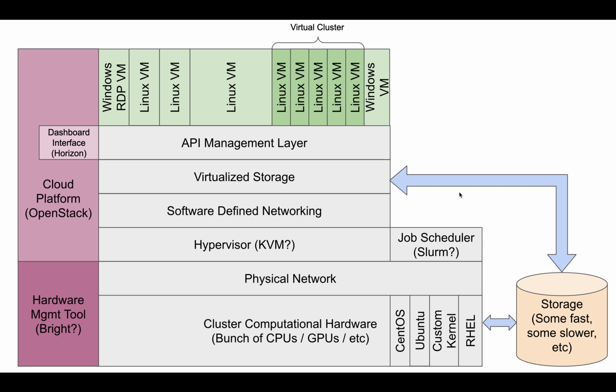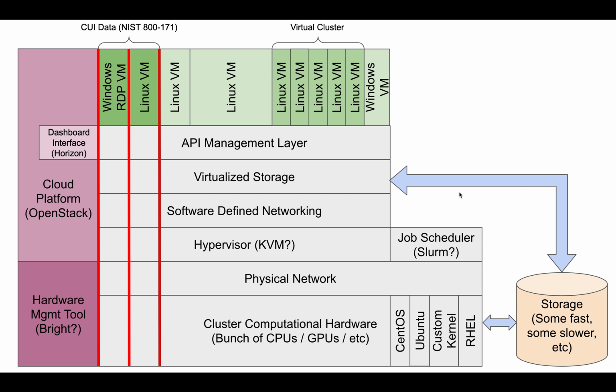And so then what can you do with this? Well, if you wanted to, you could theoretically spin up a virtual cluster inside of the VM environment, right? So you could spin up a whole bunch of Linux VMs with a whole bunch of different operating systems. You could theoretically install your own job scheduler, and you could build your own virtual cluster. And then this is where things get a little bit dicey, but also in theory, you could provision out certain VMs and be able to do work with controlled unclassified information, NIST 800-171, 853, and really build firewalls, not necessarily networking firewalls, but firewalls that allow this stuff to exist in the same environment.